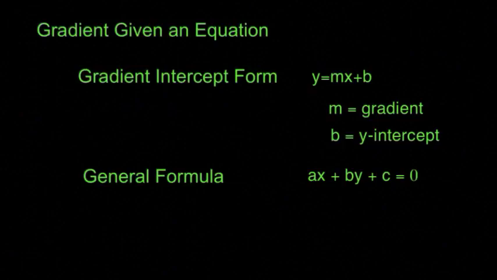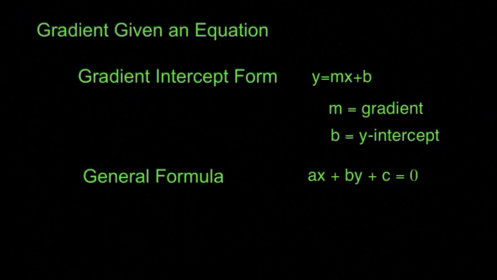For the general form of a straight line, it's a little less obvious how we're going to find out the gradient, but the way we do this is by making y the subject of the formula. And I'm just going to work through this equation and make y the subject of the formula so that you'll be able to see that it's in the same form as the gradient intercept form, and you'll also see how it is that we find the gradient.